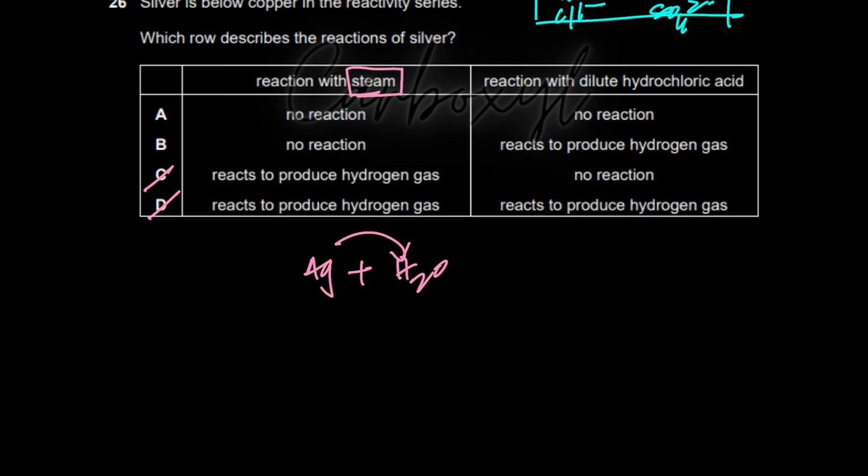Now it says reaction with dilute hydrochloric acid. Again, silver does not react with an acid, because it cannot displace the hydrogen in the acid. Hydrogen is above silver in the reactivity series. So in both cases, there is no reaction, and that is the correct option.